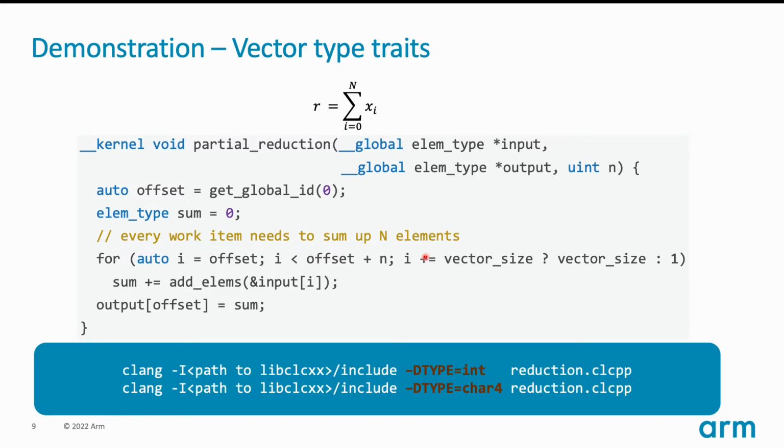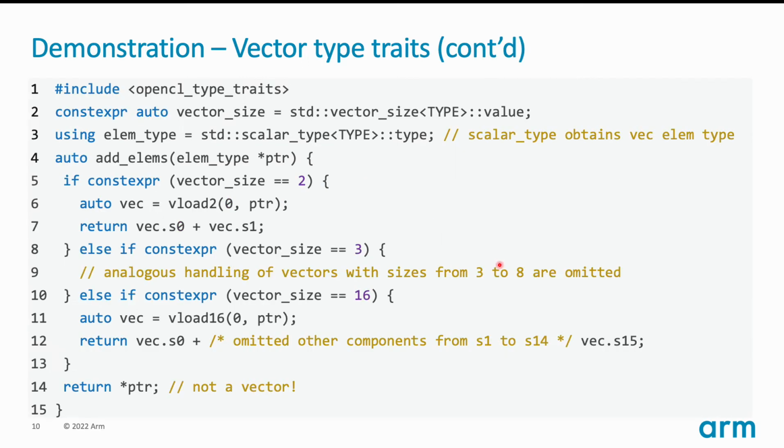Let's look at how we can compile this example using clang. Over here, we are passing a new include path to the libclcxx include directory. And we also pass a type as a preprocessor macro. And this is how we make this implementation of reduction generic with respect to type. We can pass a scalar type or a vector type. And if we pass a vector type, then this case over here will be applied and the computation will be performed using vector accesses.